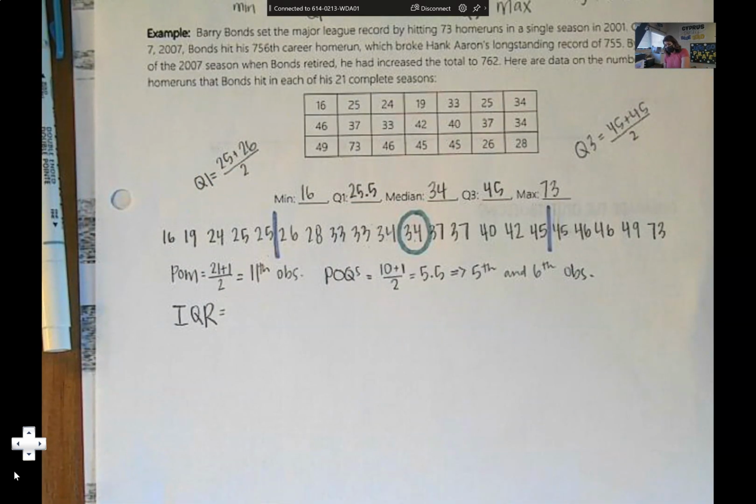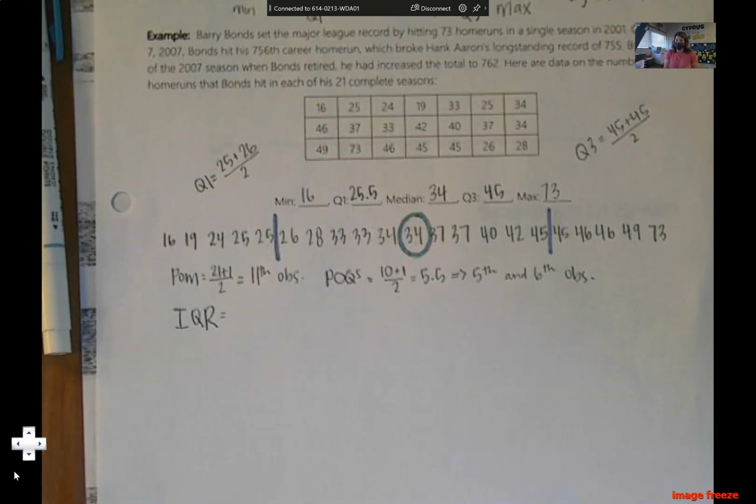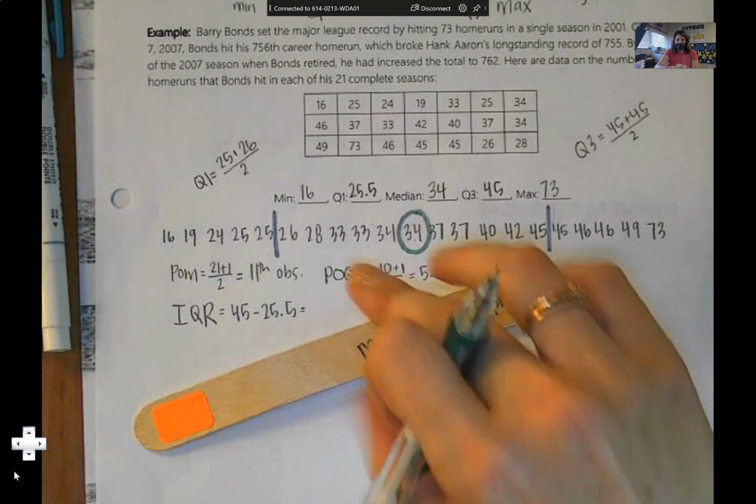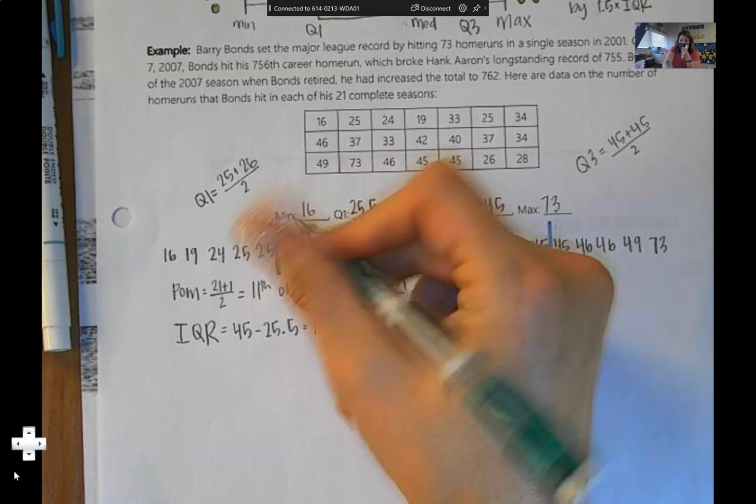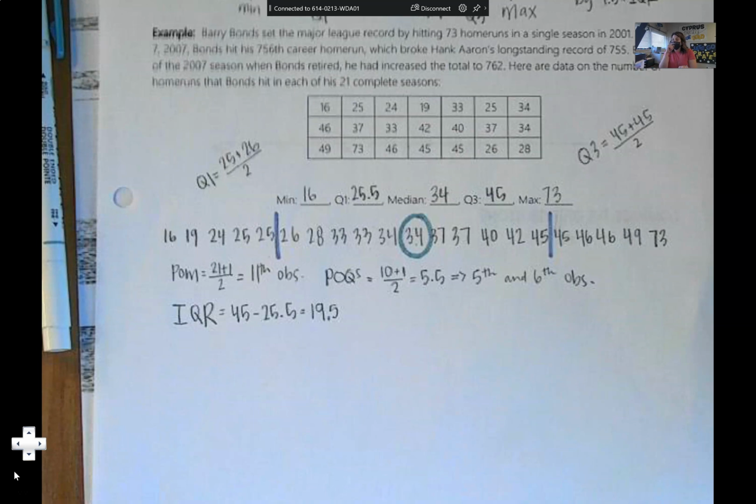So you guys find it and I'll pull names. You guys find IQR. Got about 20. You definitely gonna need your calculator. Okay, goes to Maddie. 19.5. I agree. So IQR is quartile 3 subtract quartile 1.